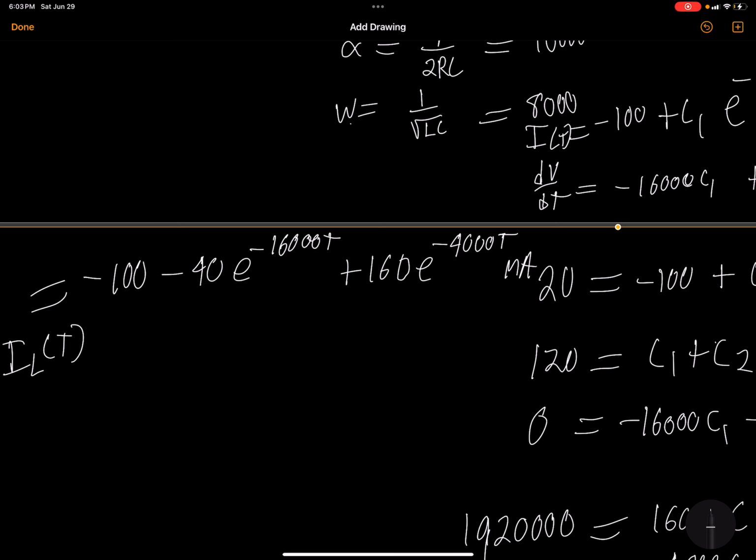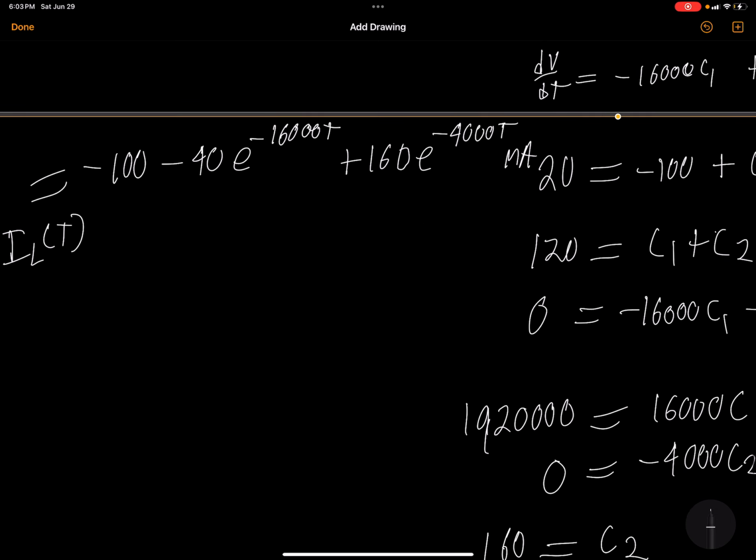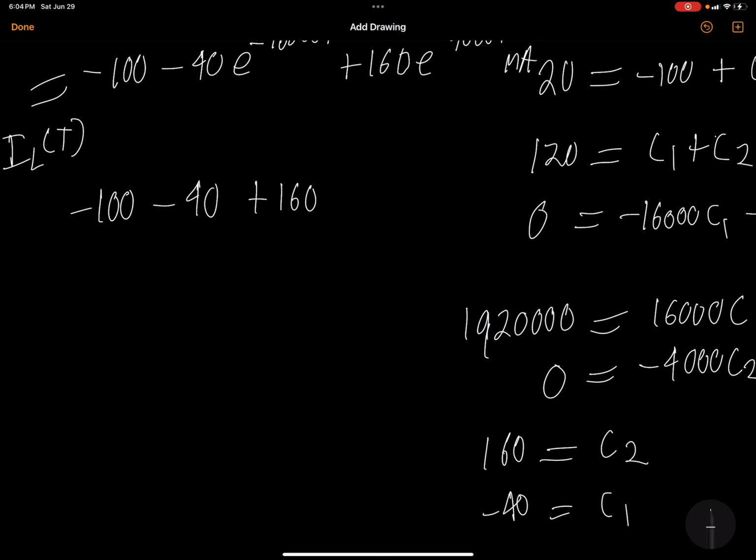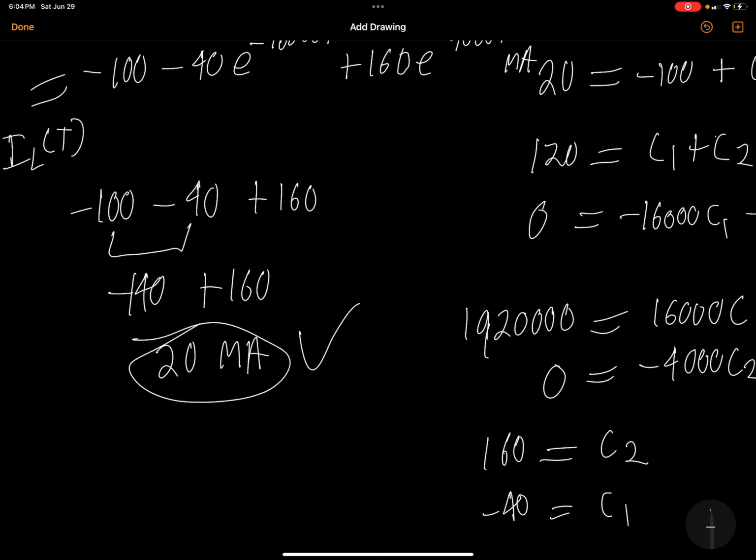Okay, that was rushed, but let's check. It's gonna be negative 100 minus 40 plus 160 for t at 0. This is negative 140 plus 160, 20. We start at 20 milliamps, checks out for our starting value. That's good. So that means it's right.